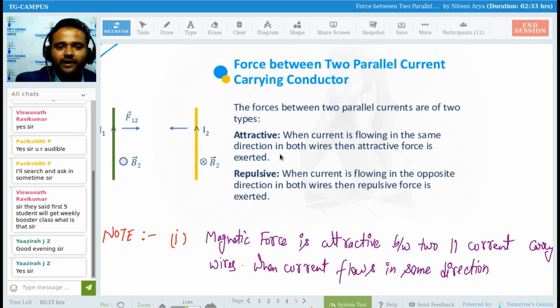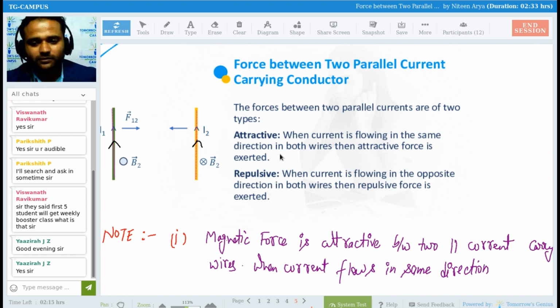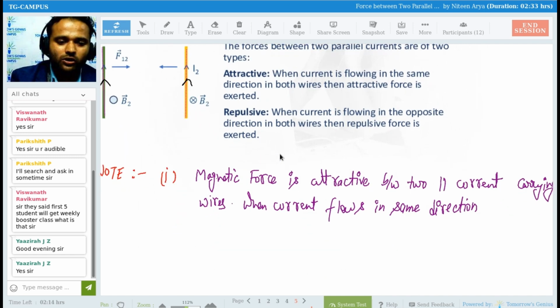Means this is your one wire, and this is your another wire. So when in both the wires, or in both the conductors, the current is flowing in the same direction, as you can see I1, I2, they are going to attract each other, as simple as that. Or the magnetic force between two current carrying wires is attractive. Or vice versa, in the opposite sense, the magnetic force is repulsive when the direction of current is opposite. Is this clear, everyone?